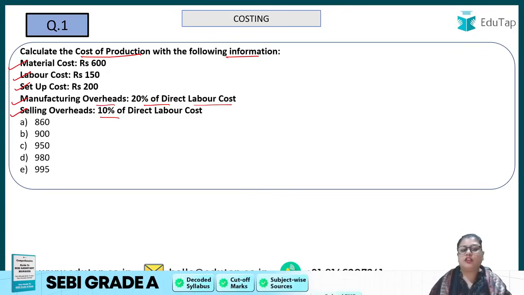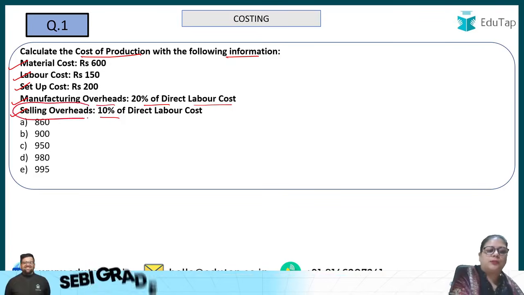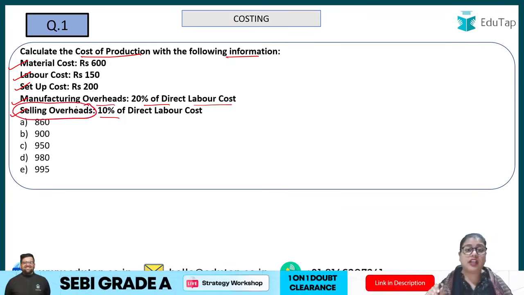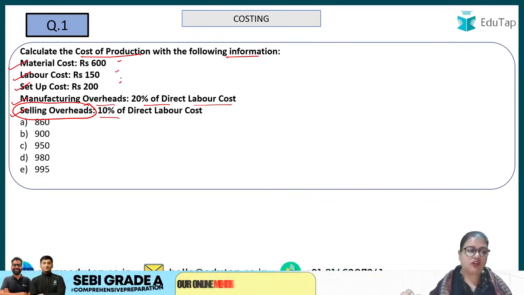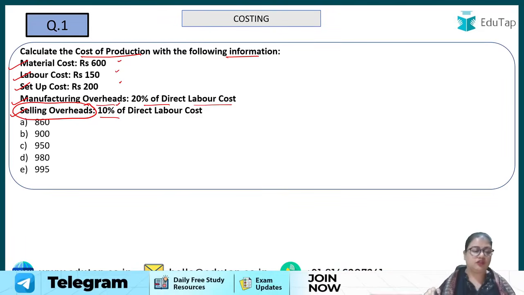Now in the cost of production, we know that selling overheads is not a part of cost of production, because here I just want to find out the production cost. So the material cost, labor cost, and the setup cost, which are mostly the direct cost, that can be included, and the manufacturing overheads, that is my production overhead, you can say, that is also included.